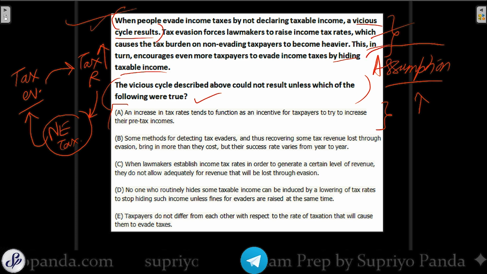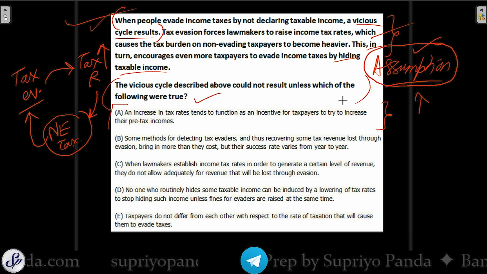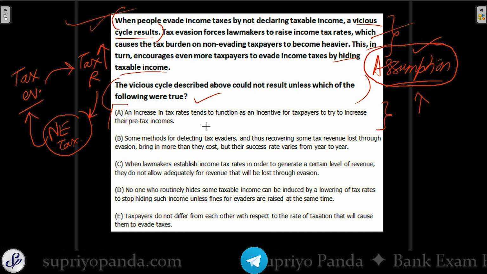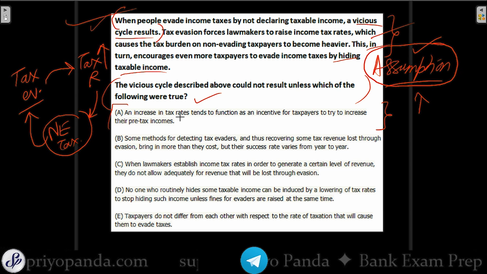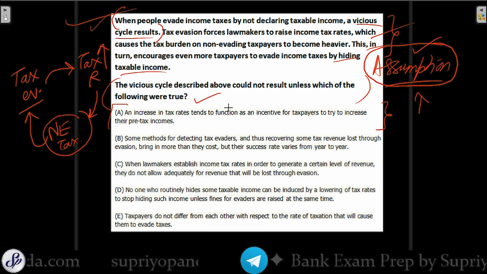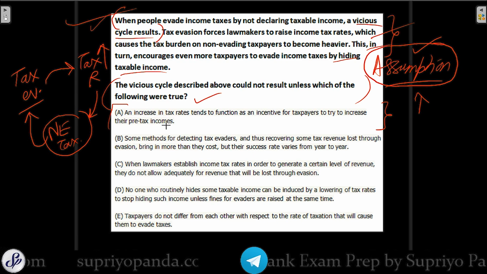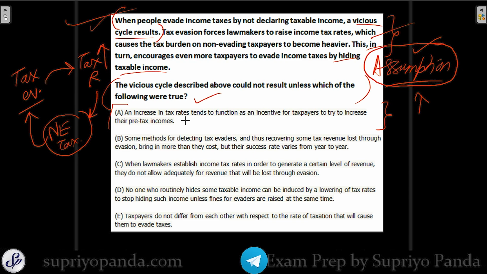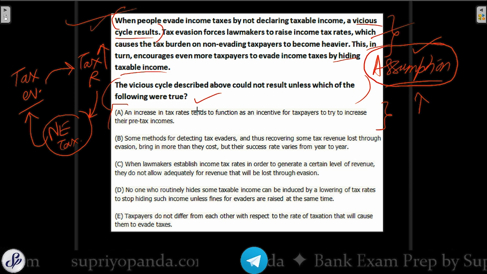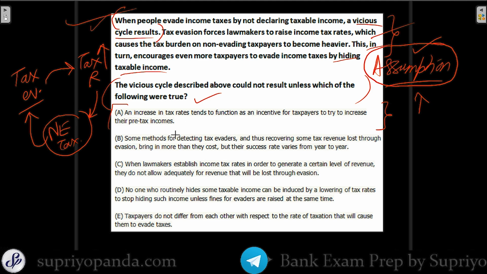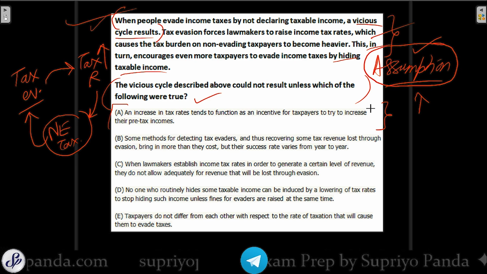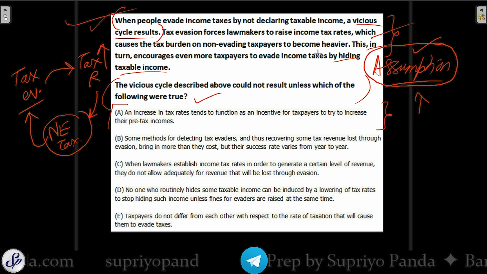Remember, in assumption questions, if there is a complicated statement, we have to negate it. So we have to find the negative of this. If an increase in tax rates did not function as an incentive to try to increase pre-tax incomes, what would happen? Even if this is not true, the vicious cycle will still ensue, because even if the tax rate is going up and they are not incentivized to increase their pre-tax incomes, the vicious cycle can still happen.